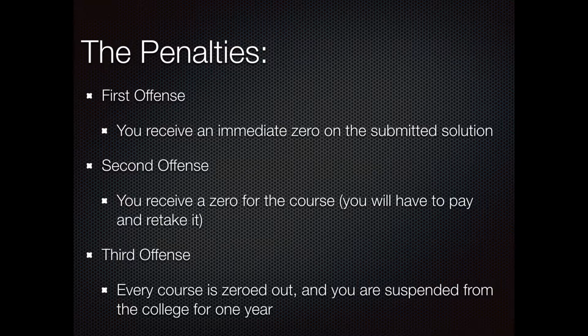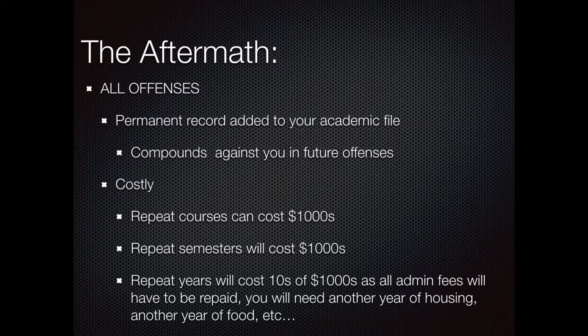This is important though. The way the penalties work is the first offense you receive an immediate 0 on whatever the submitted solution is, and there's an academic misconduct form that goes in. The second offense you receive a 0 for the course, which means you'll have to pay to retake it. It's embarrassing for everybody. And then the third offense is all of your courses wind up zeroed out and you get kicked out of the college, which is the crappiest thing to happen.